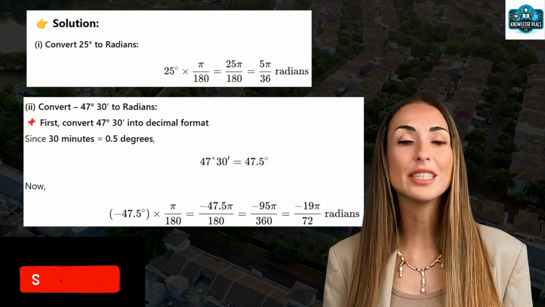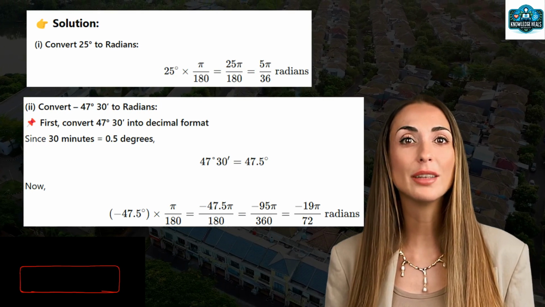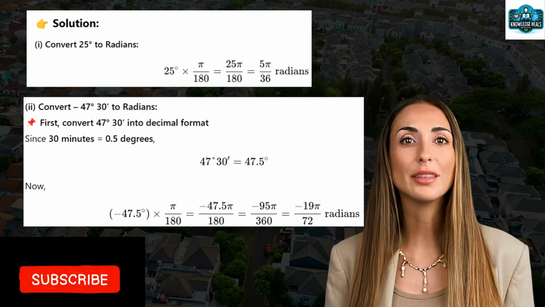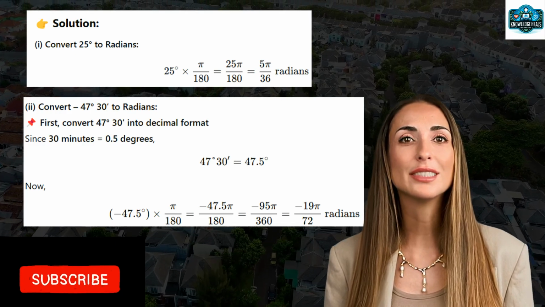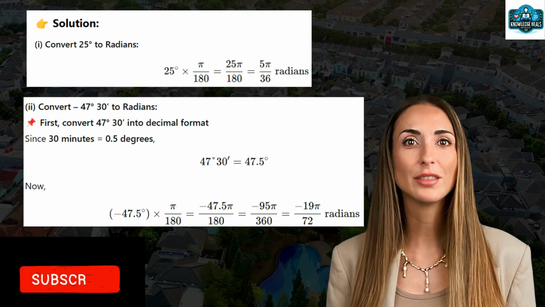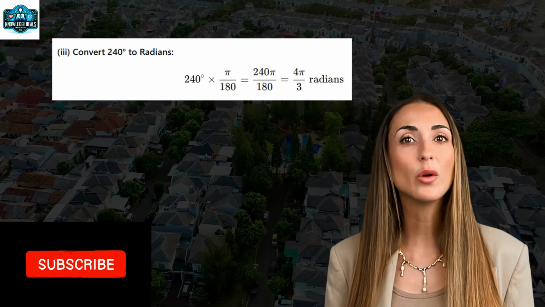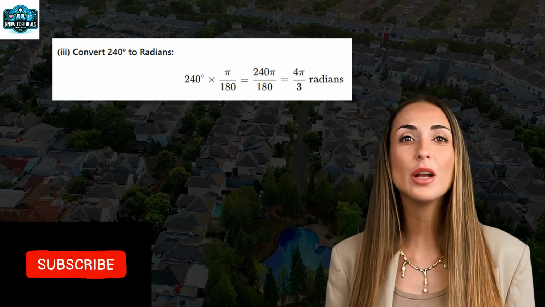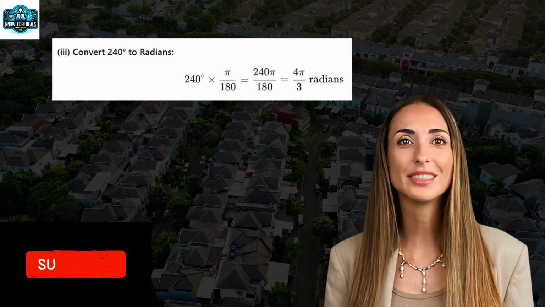Now for converting into radians, we will multiply minus 47.5 degrees by pi by 180, which is equal to minus 47.5 pi by 180, which is equal to minus 95 pi by 360, which is equal to minus 19 pi by 72 radians. Now we will convert 240 degrees to radians. Here also we will just multiply by pi by 180, which is equal to 240 pi by 180, which is equal to 4 pi by 3 radians.